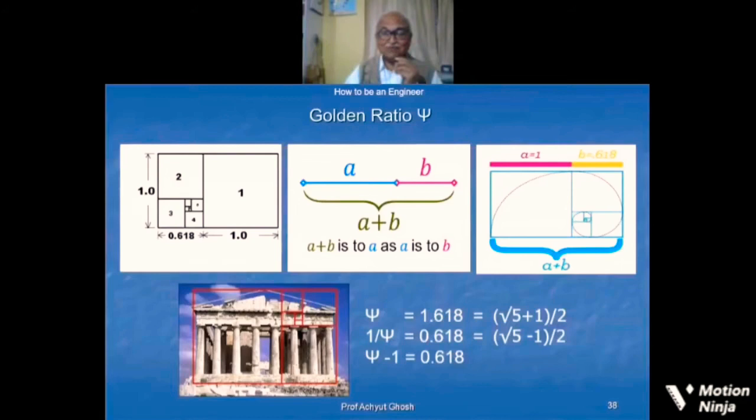Now we come to the golden ratio. Any object, a ratio, this by this, it looks good. If the ratio is 1.618, 1 by psi is 0.618. Psi minus 1 is 0.618. It's a beautiful number. So it's called the golden ratio, psi.